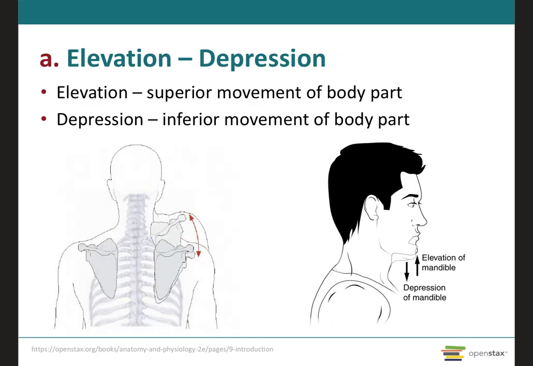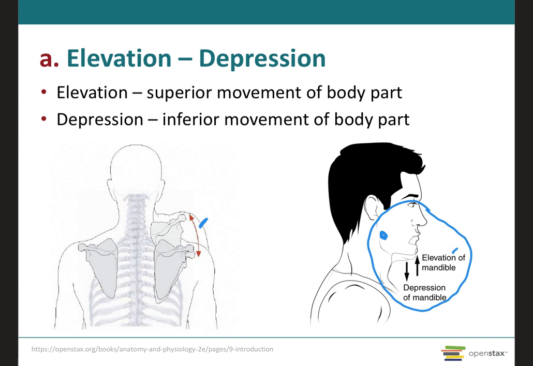If we want to define elevation and depression, elevation is what we call to lift up, and depression is to press down. Therefore, elevation is going to be a superior movement of a body part, such as when you're closing your mouth, as we can see over here on the temporomandibular joint, which is the joint between the mandible and the temporal bone, and this will elevate your mandible. Or on the left side, we can see that when you shrug your shoulders at the acromioclavicular joint, which is the acromion of the scapula and the clavicle, you're going to elevate the scapula and the clavicle.